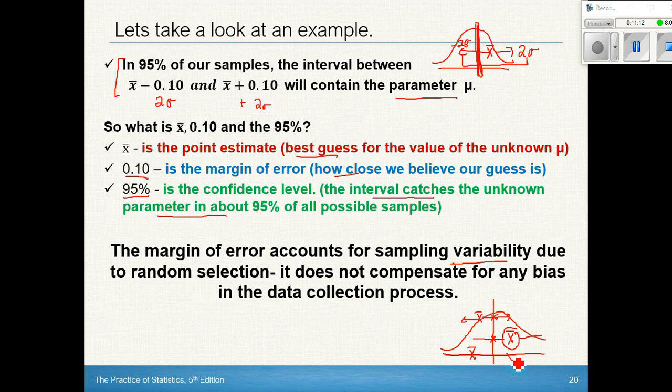I'm going to get an answer here, I'm going to get an answer here, I'm going to get an answer here. It does not compensate for any bias or bad sampling methods. The margin of error just accounts for the fact that when I take different samples from the population, I'm going to get different answers.